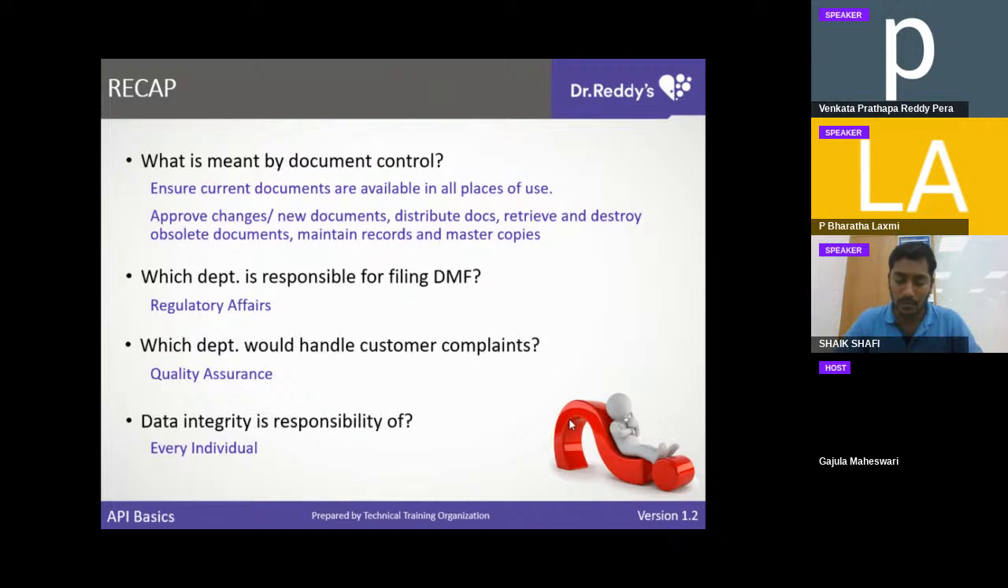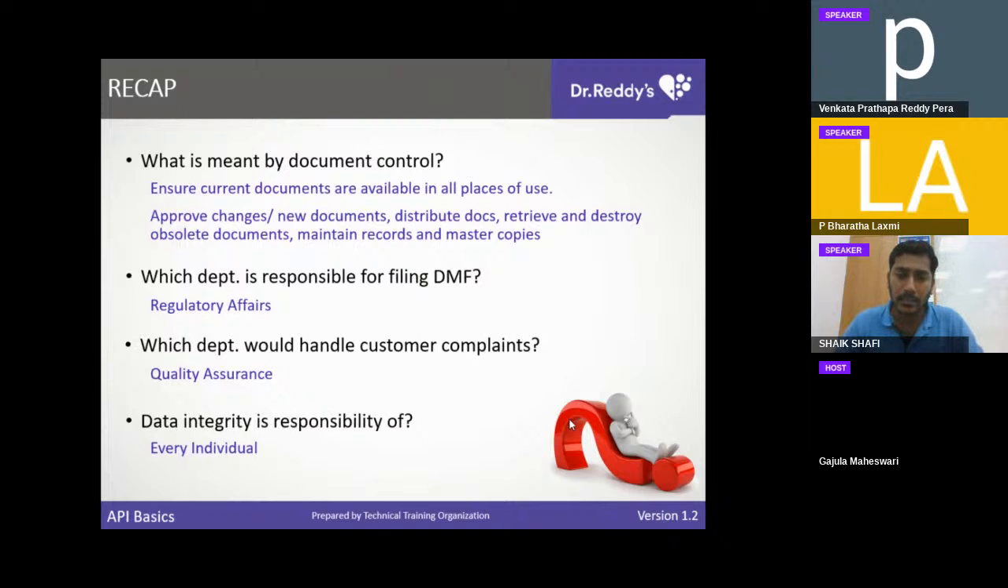Document control means the documents which we are using in the process should be in control, and should be issued by the quality assurance department. We should not use any non-approved copies for the manufacturing process. Okay. Which department is responsible for filing DMF? DMF means drug master file. So this is basically regulatory affairs.